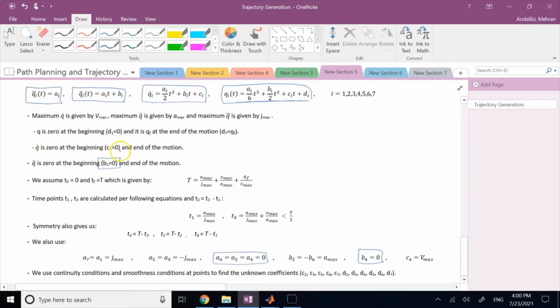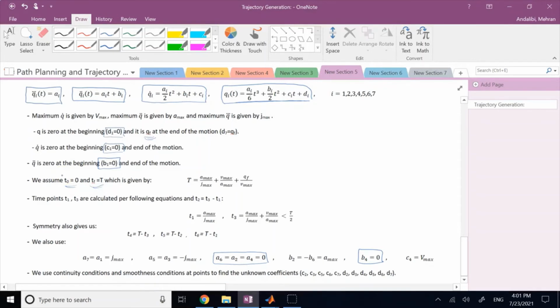Your initial velocity, we assume it's 0. That means C1 is 0 and your Q initial is 0. Now you don't have to choose your initial angle to be 0, but since you can measure everything from the Q initial, you can, for simplicity, assume that the Q initial is also 0. Q final is definitely not. That's the angle you want to rotate through. The final time here, we show it with capital T. The initial time is 0.